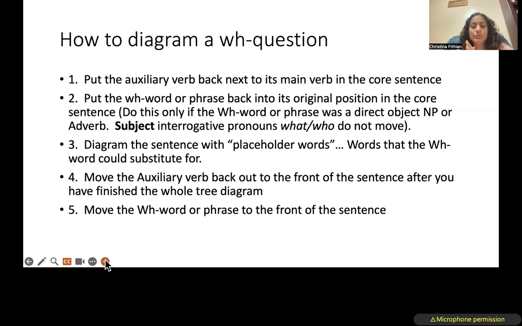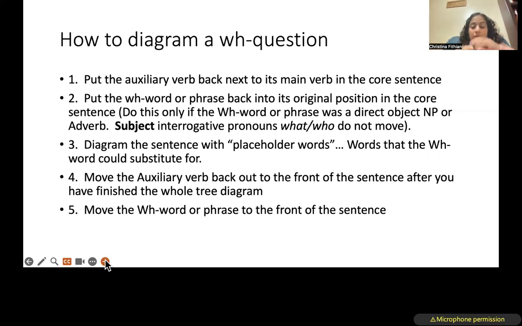So this is true. You're only going to move a WH word back into its original position if the WH word or phrase was a direct object noun phrase or an adverb. If you have a subject interrogative pronoun like what or who, you do not move that. It stays in place, in situ. So we'll talk about why that is a little bit more later. So far, we move the auxiliary back, and sometimes we move the WH word back. Then we diagram the sentence. Sometimes I use placeholder words, words that the WH word could substitute for.